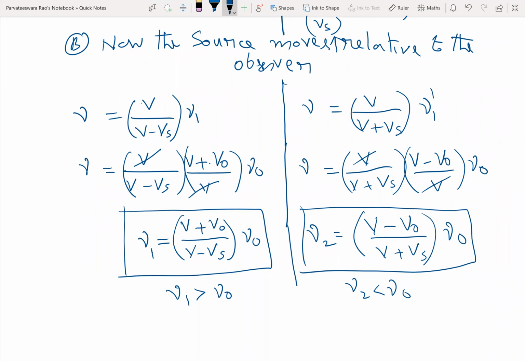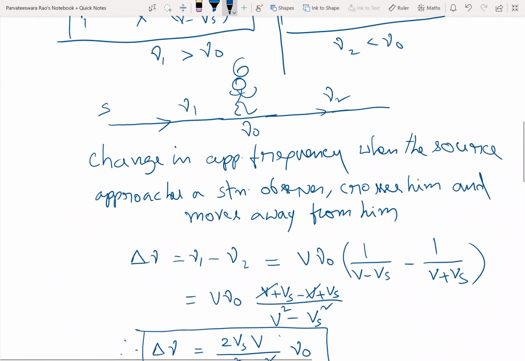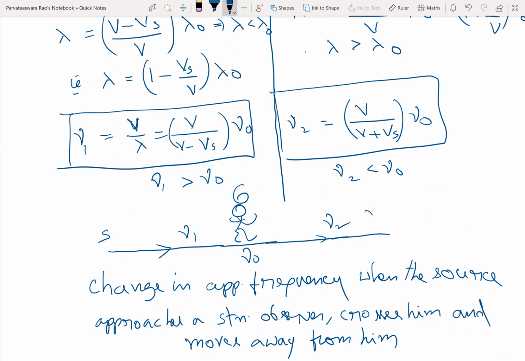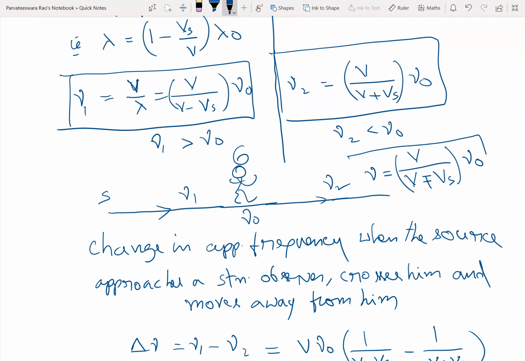You can write the general expression also here. The general expression for apparent frequency when the source moves relative to the observer is nu is equal to V by V minus or plus Vs into nu naught. Note the general expression: you'll get minus when the source is approaching, plus when the source moves away.